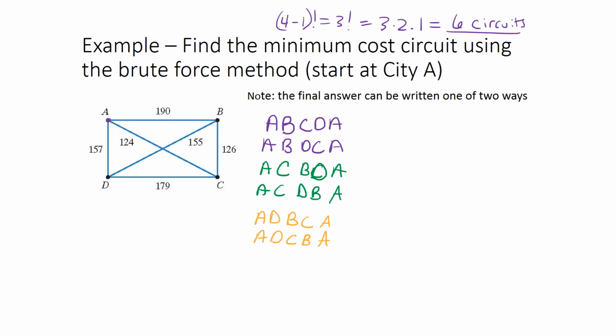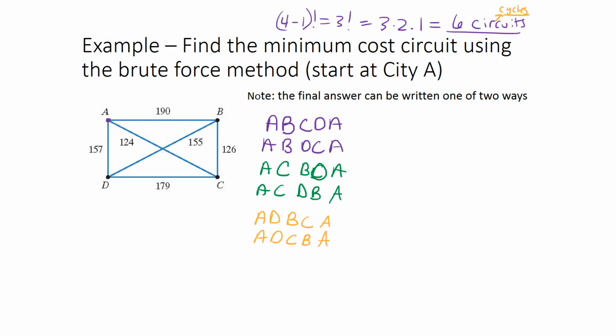You might also hear circuits. You might see also that they are called cycles. So it might be Hamilton circuits, Hamilton cycles, Hamiltonian circuits, Hamiltonian cycles. Circuits and cycles mean the same thing.